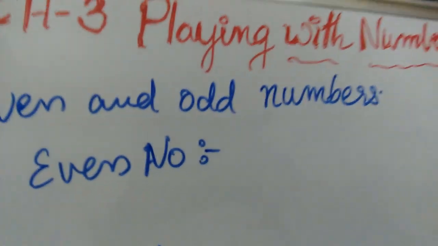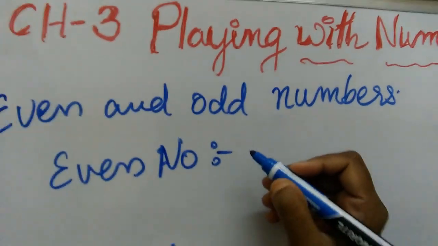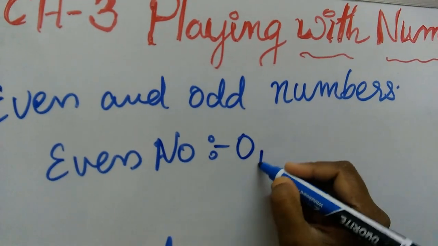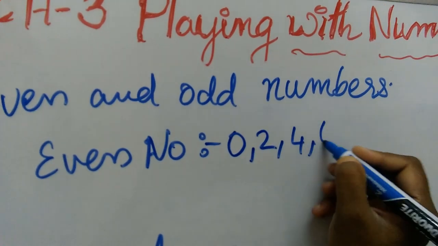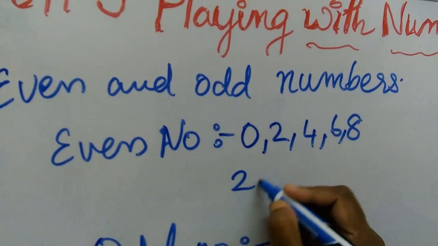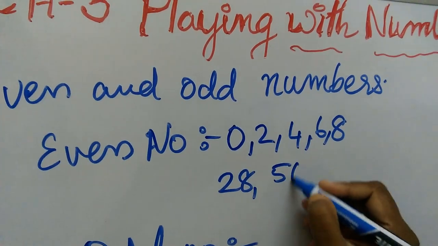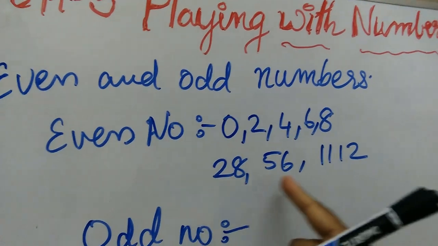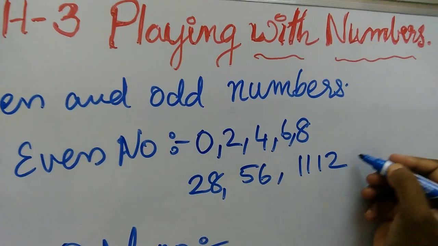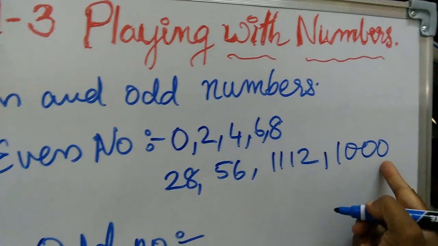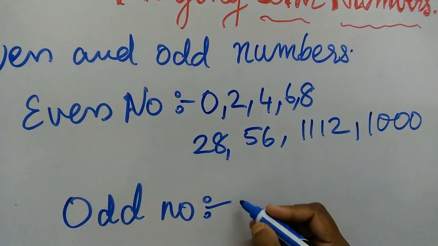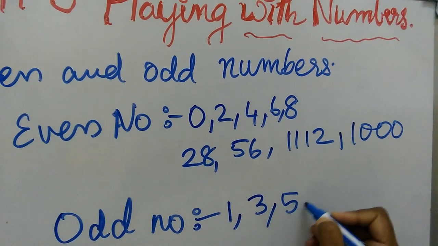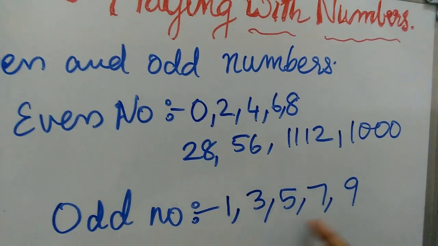Next are even and odd numbers. Even numbers means multiples of 2. In a simple way, the numbers ending with 0, 2, 4, 6, 8. For example, 28, 56, 1112, 862, 1000. All these are even numbers, because the last digit is even. Now odd numbers are not multiples of 2. They have 1, 3, 5, 7, 9 as the last digit.